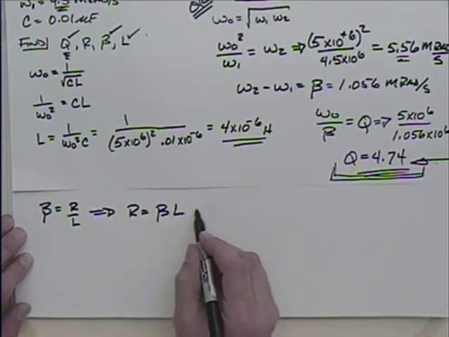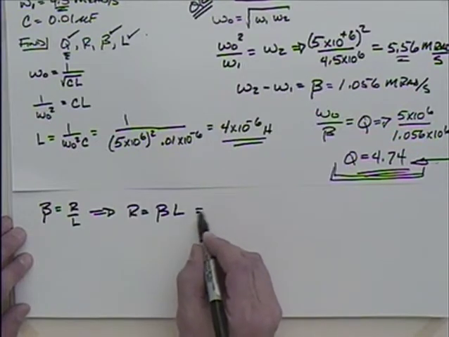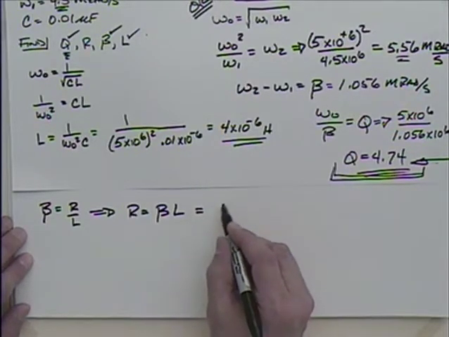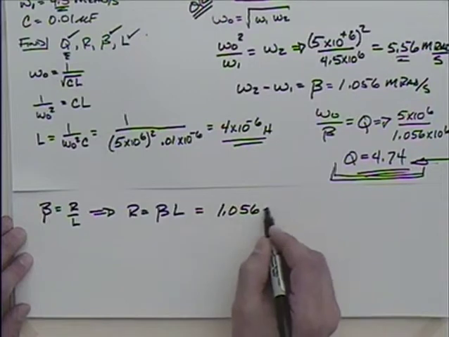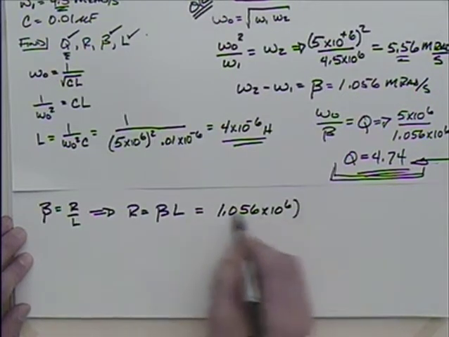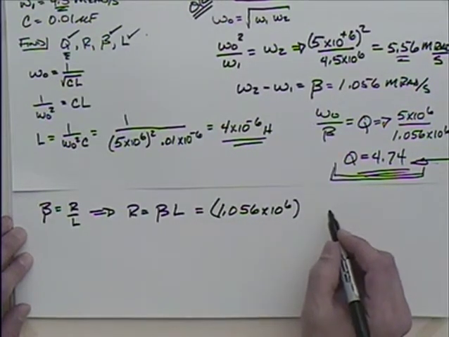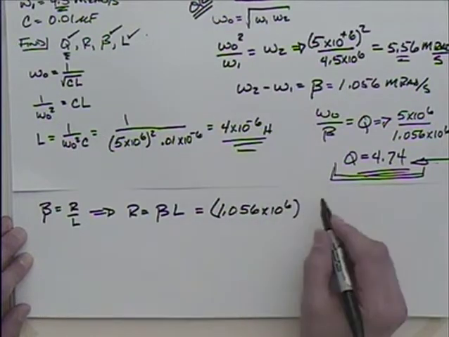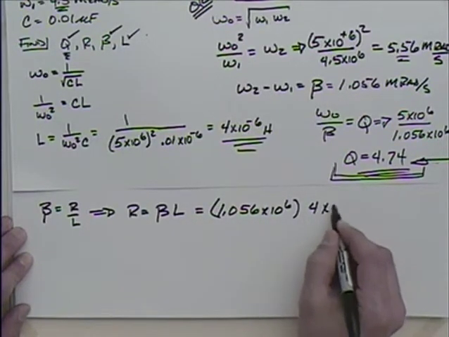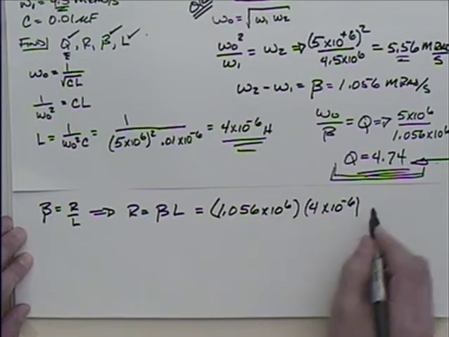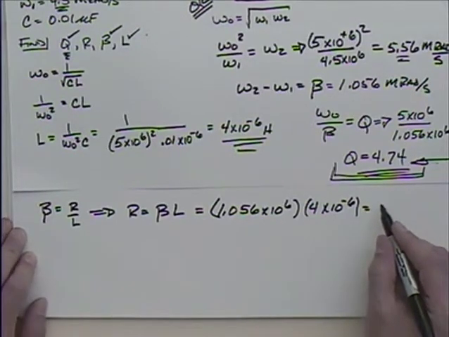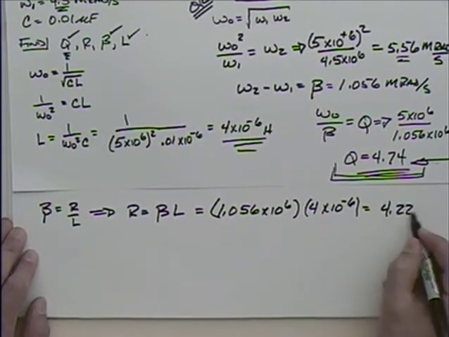So I guess I'm glad I got L, right? So the bandwidth, we found that is 1.056 times 10 to the 6th times L, which we found was, yeah, right there, 4 times 10 to the minus 6. So we get about 4.22 ohms.